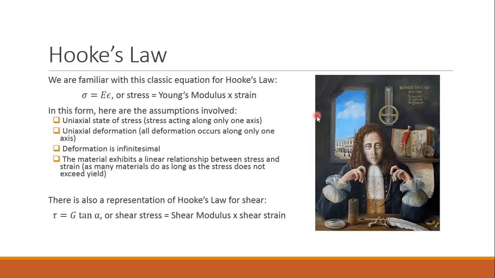Now while this is a powerful conceptual representation that can be expanded in many different directions, this equation itself, as written, is very limited. It assumes a uniaxial state of stress, where stress is only acting in one direction, along one axis, and a uniaxial deformation, where all of the deformation occurs along only one axis, much like our simple derivation of strain that we did previously. It assumes the deformation is infinitesimal, and also that there is a linear relationship between stress and strain for the material. This is true of most materials as long as we stay below what's known as their yield point, or the point at which they become permanently deformed.